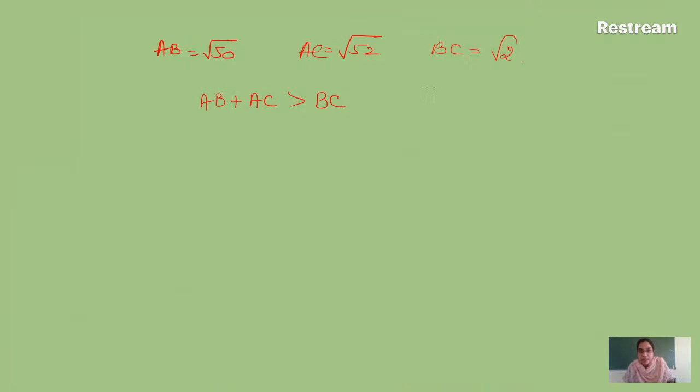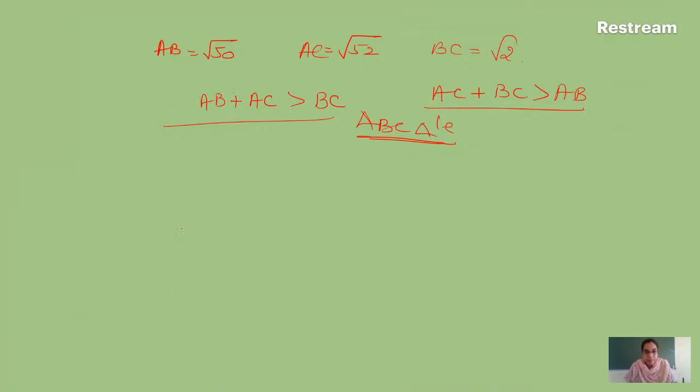You can take any other condition. AC plus BC is also greater than AB. If this condition is satisfied by any three given points which are to form a triangle, then definitely the sum of two sides should be greater than the third side. This condition is satisfied. Yes, ABC is a triangle. Then which type of triangle is it? To name it, we are going to name it.